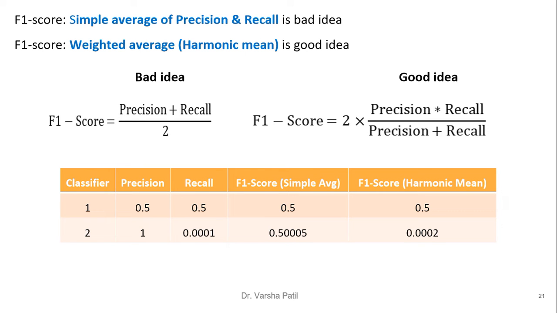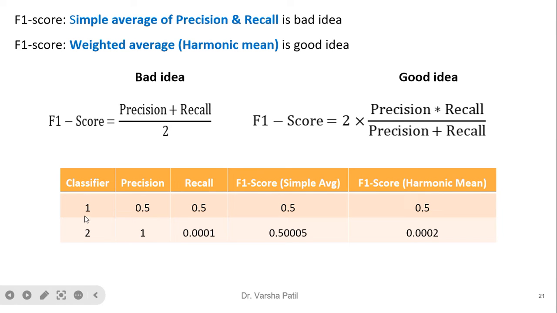For F1-Score, a simple average of precision and recall is a bad idea. So that's why in F1-Score we are using a weighted average, that is nothing but the harmonic mean, which gives us a good result. If we take the simple average, this is the formula, but if we are using the harmonic mean, our formula becomes 2 into precision into recall divided by precision plus recall.